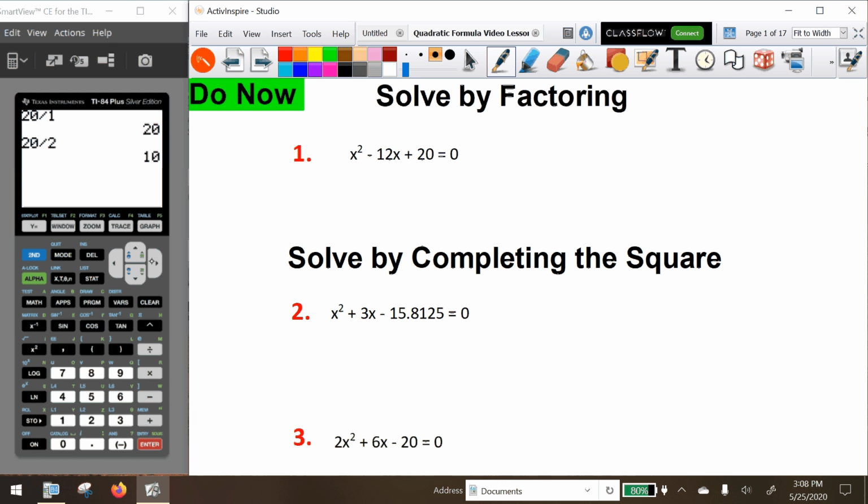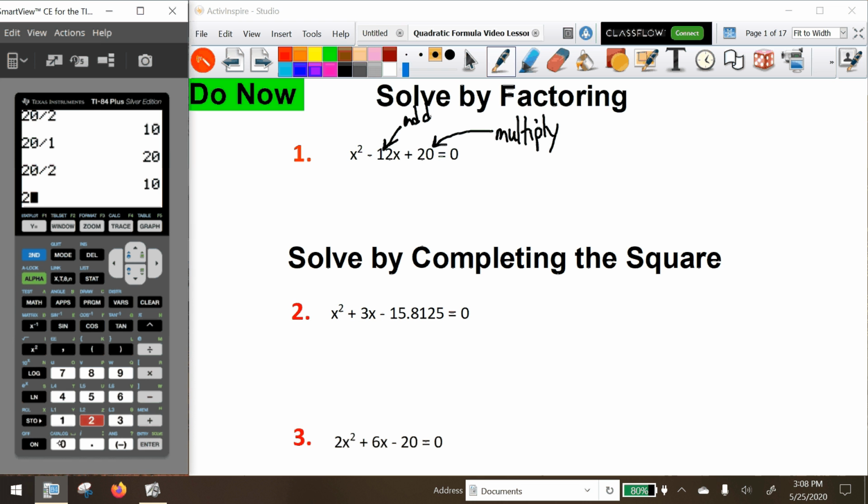We learned how to solve by factoring as a product of two binomials, and we also learned a technique called completing the square. When we're solving by factoring, we're trying to rewrite this quadratic as a product of two binomials. We were looking for two numbers that multiply to this third term here and add up to this middle term here. So the numbers that multiply to 20 and add up to negative 12, you could figure that out by dividing 20 by the first natural number, 1, all the way up to the square root of 20, which is 4 point something, and you don't have to check past that.